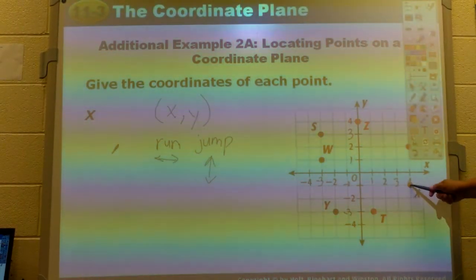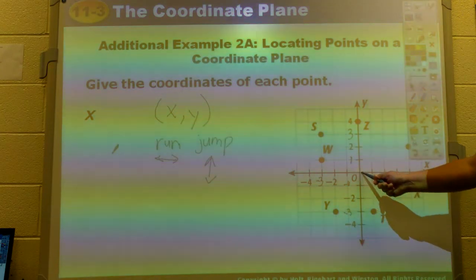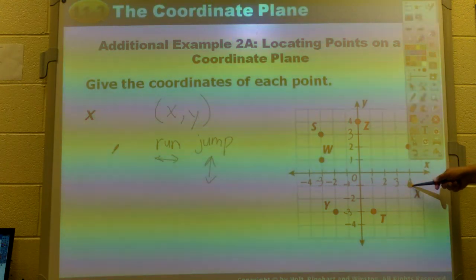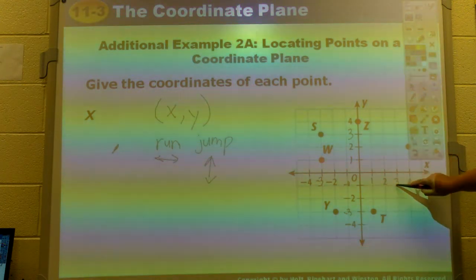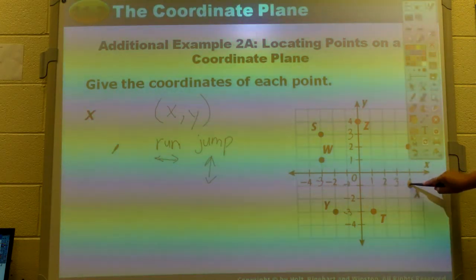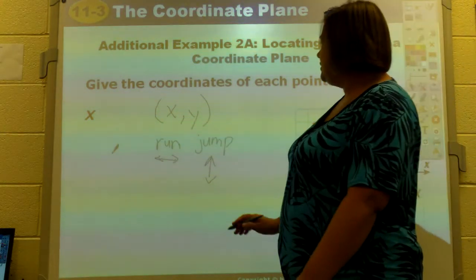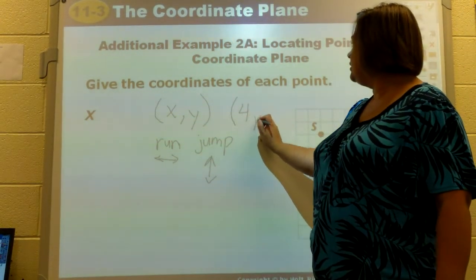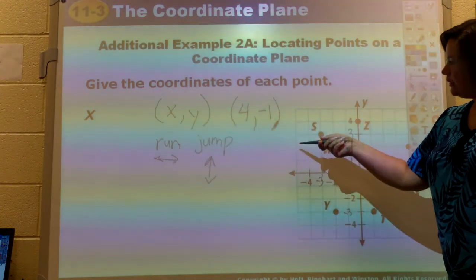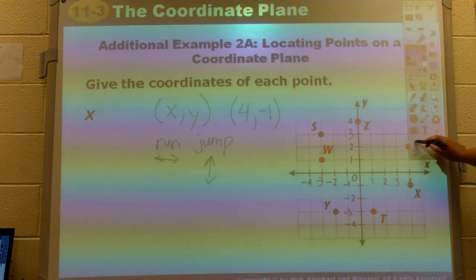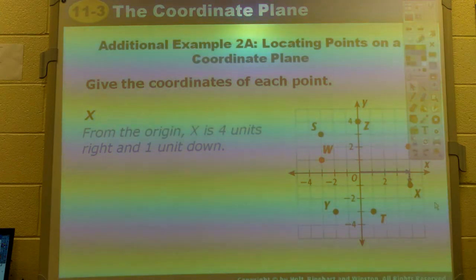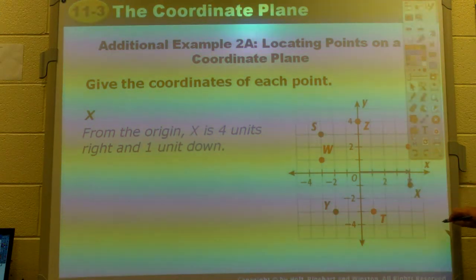So if my X point is here, I'm going to start at 0, run all the way over to 4, and then jump down to where this line would be, negative 1. So it intersects at 4 and then I jump down to negative 1. So my coordinates are going to be 4, negative 1. That tells me to run from 0, right 4, go down 1. Okay, so we ran right 4, down 1.